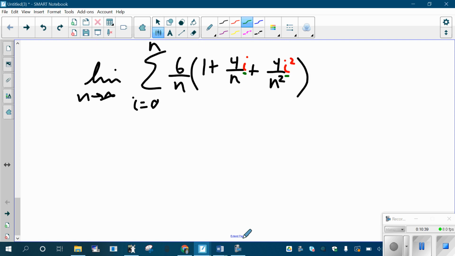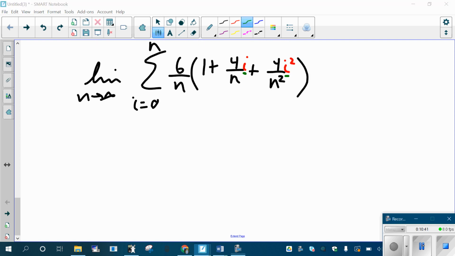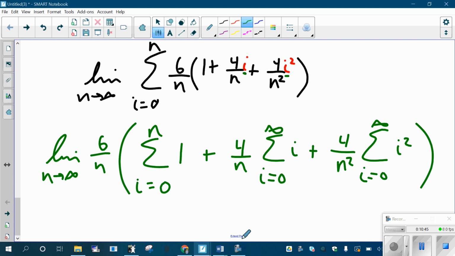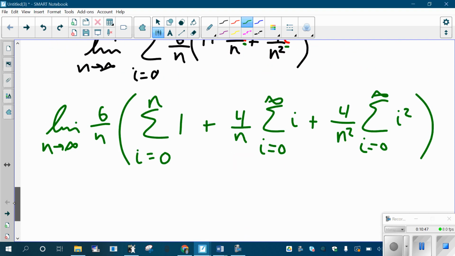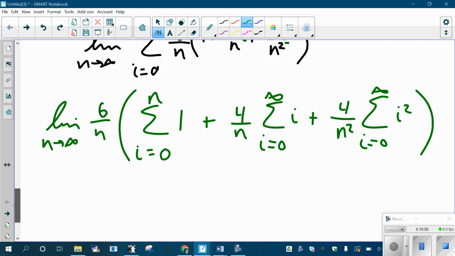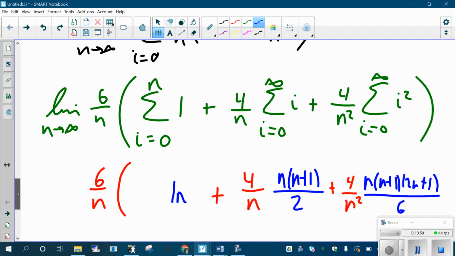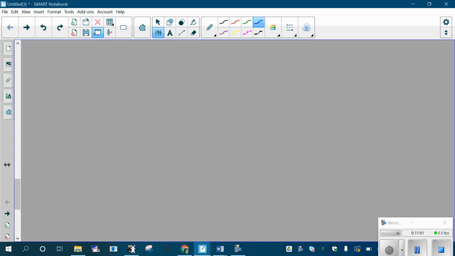I'm going to split it up. Check. I'm going to replace the summations of the i's with the formulas. Okay? So what is the sum of 1? 1n. What's the summation of i? Here, I wrote it out so that you don't have to watch me write. Cool. So let's just go through this slowly. Okay, right here.